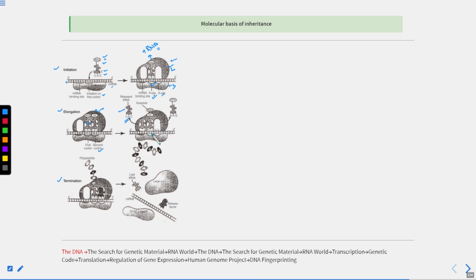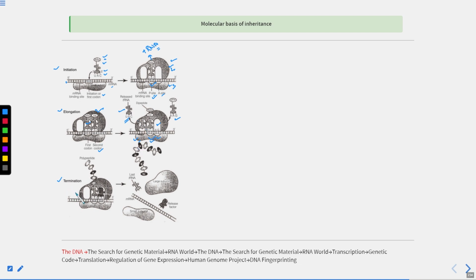As it moves along the messenger RNA, you can see another transfer RNA. This is the third activated transfer RNA that will come at the A site. The ribosome will slide over the messenger RNA, and the transfer RNA present in the A site will move to the P site, and the transfer RNA present in the P site will move to the E site, which is known as the exit site.